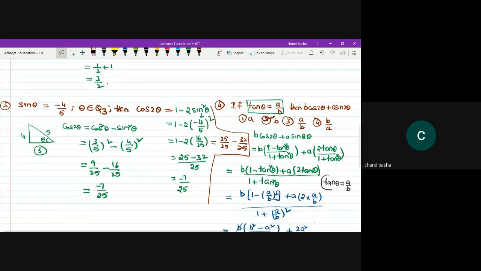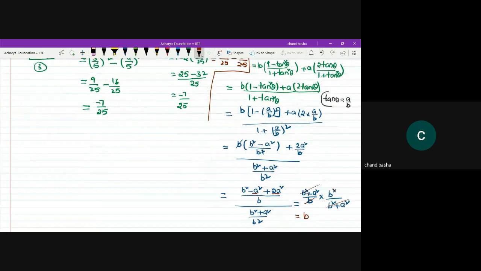After that, we have substituted tan theta equal to a by b. So in this step, the numerator part is b into 1 minus a square by b square, plus a into bracket 2a divided by b. In the denominator, 1 plus a square by b square. After that, the next step, I am taking an LCM. Hope you can understand the next step.